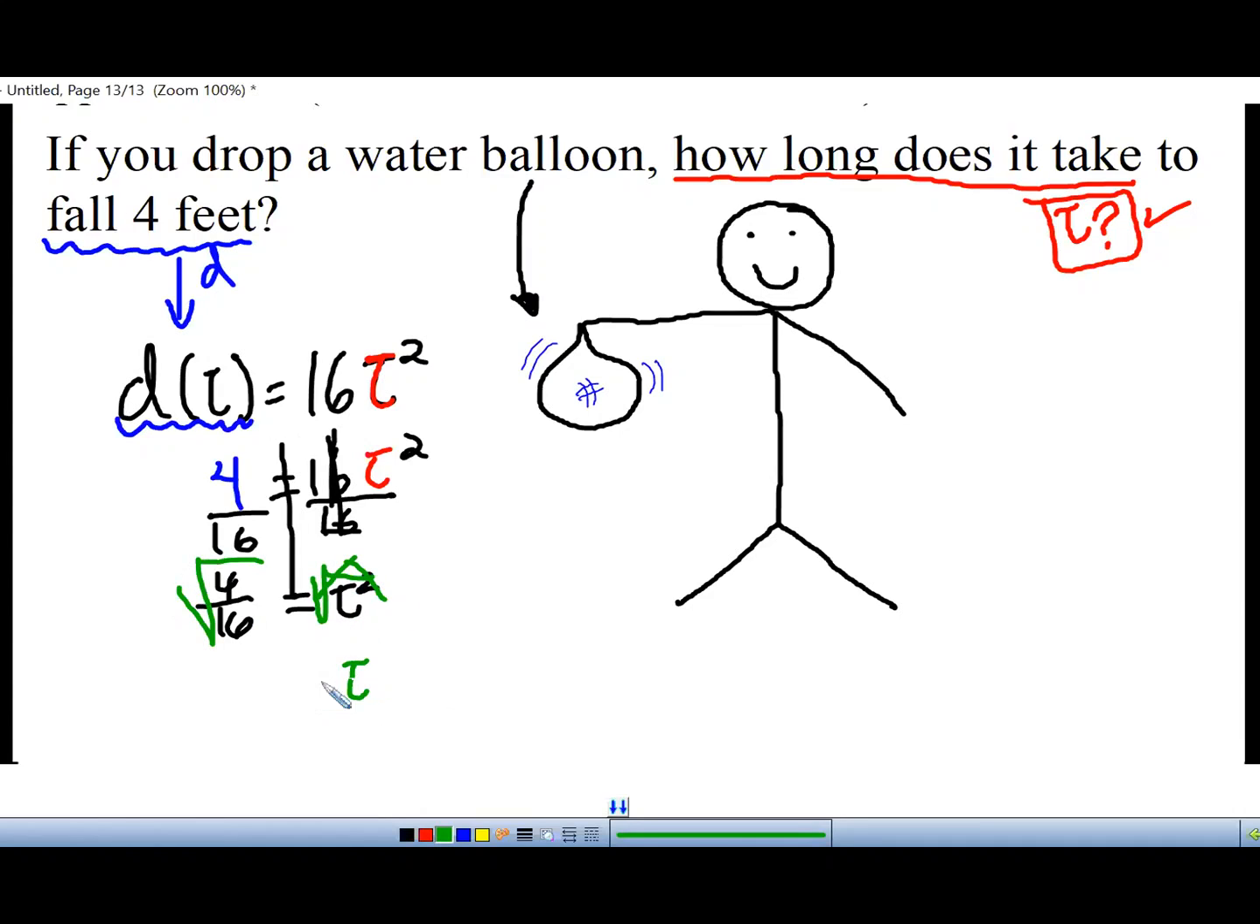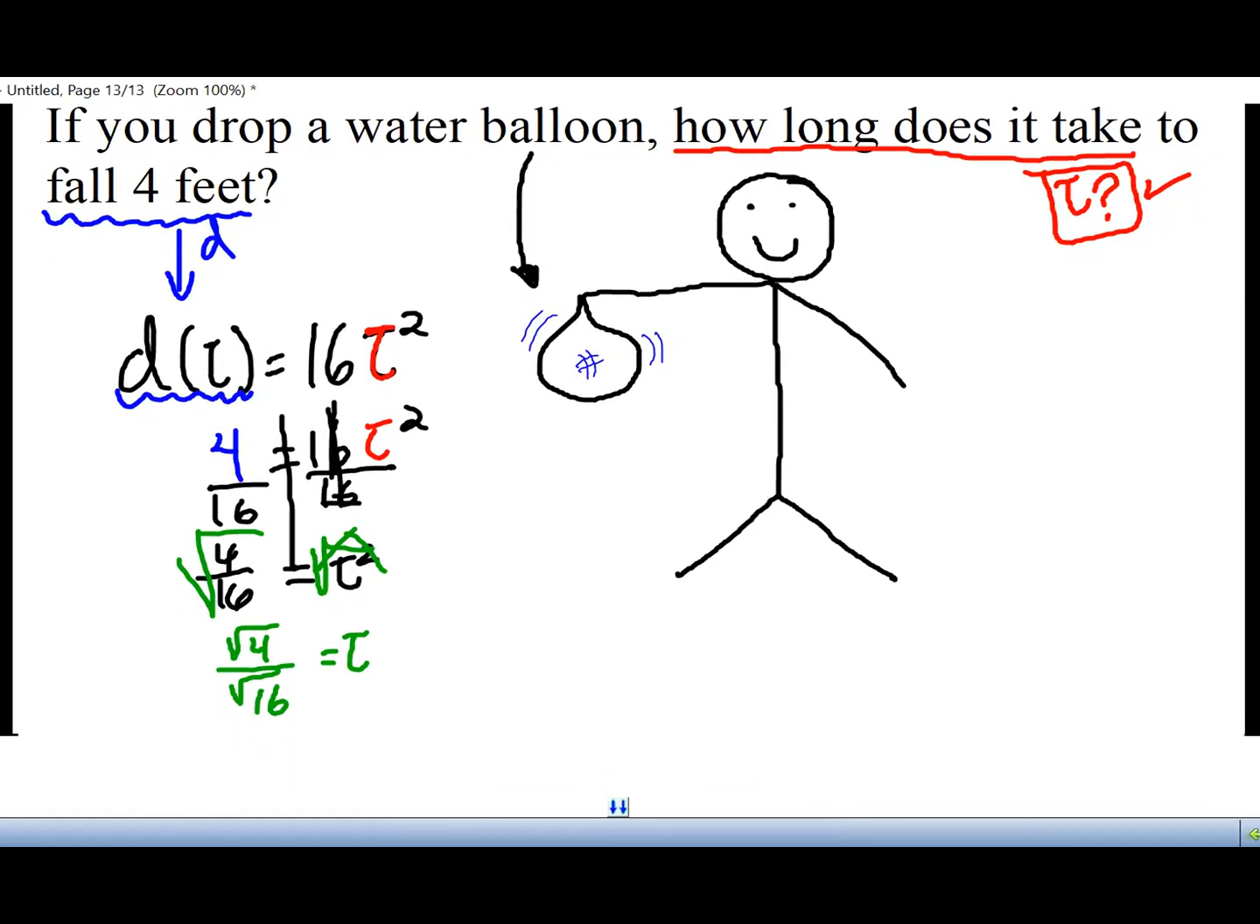I'm left with t equals. Now let's write the square root for numerator and denominator. So square root of 4 on the numerator, square root of 16 on the denominator. Okay. Can we simplify that? Yeah. What is square root of 4? 2. What is square root of 16? 4. That is equal to t. Can we simplify this fraction though? Yeah, it's 1/2 or 0.5 equals t.